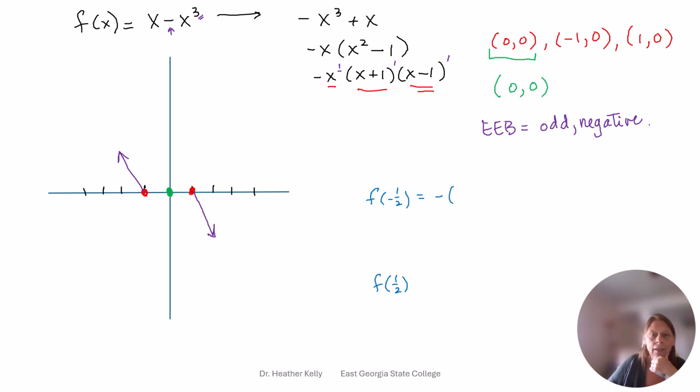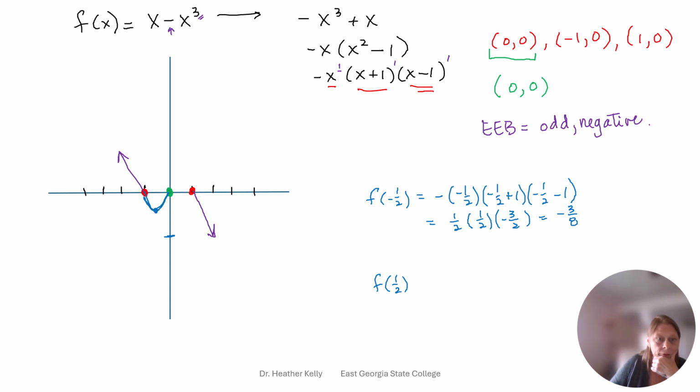So I'm going to have a negative 1/2 times negative 1/2 plus 1 times negative 1/2 minus 1. This gives us positive 1/2 times another positive 1/2 times a negative 3/2, and that gives us a negative 3/8. So somewhere, let's call this 1, somewhere about here could be negative 3/8 if we were so inclined.